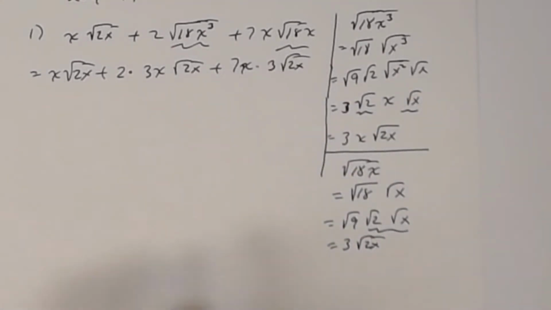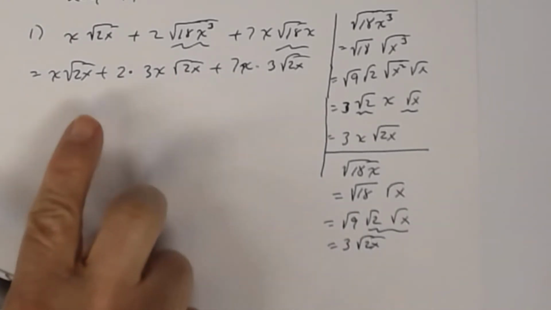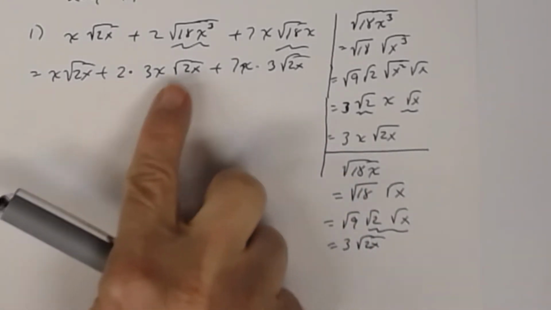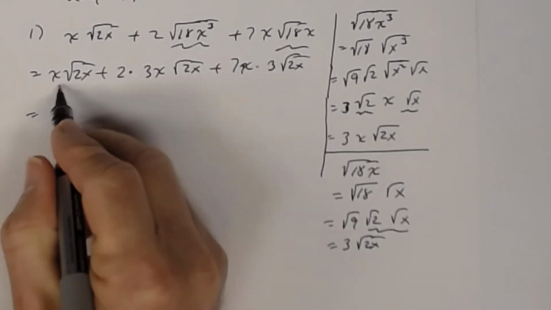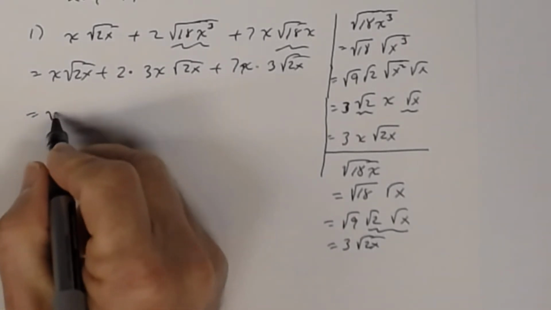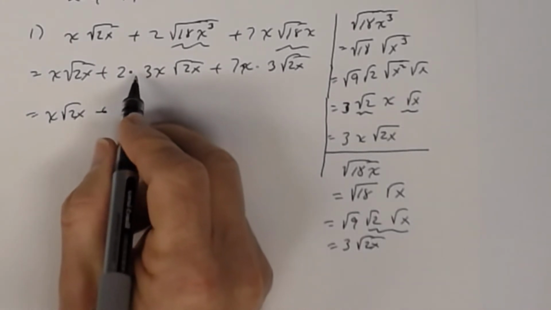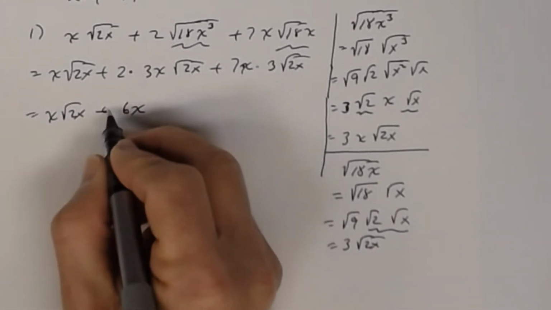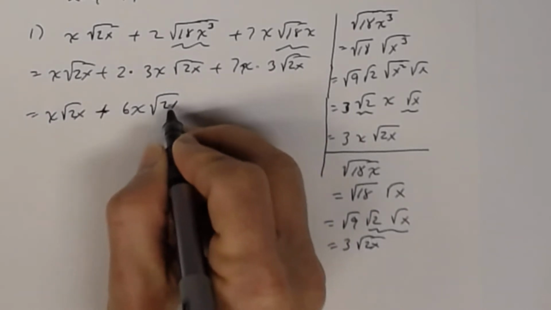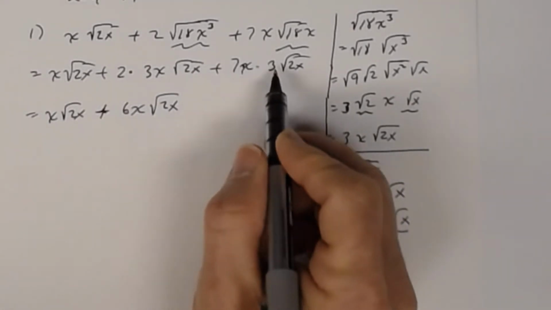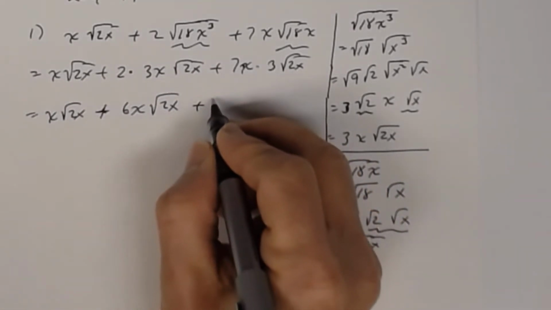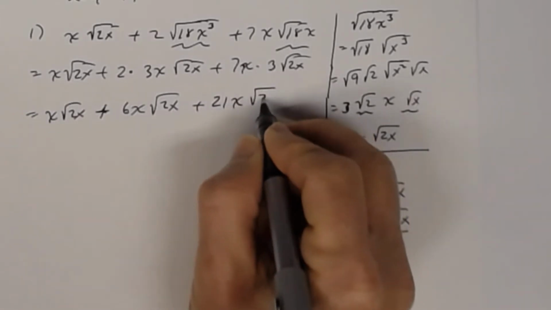Now let's simplify each of those three terms further if we can. I cannot do anything else with this first term, so I'm going to rewrite it. I can multiply 2 and 3 together, so I'm going to rewrite it as 6x square root of 2x. And I can multiply 7 and 3, so I'm going to write this as 21x square root of 2x.